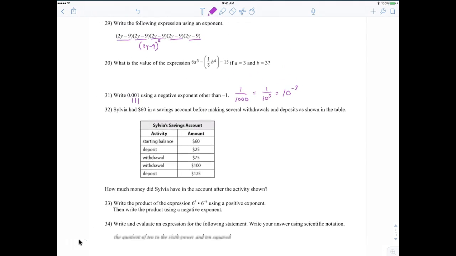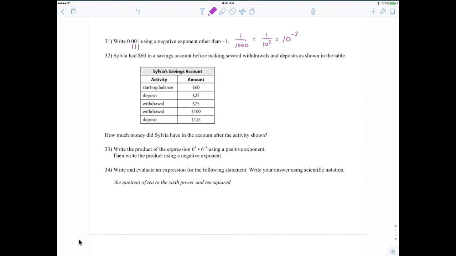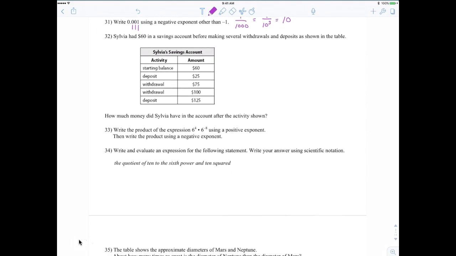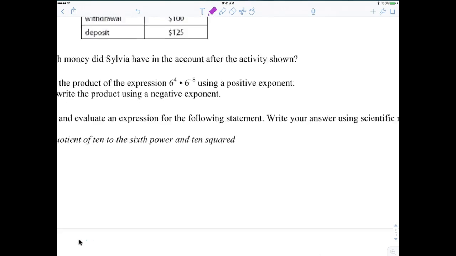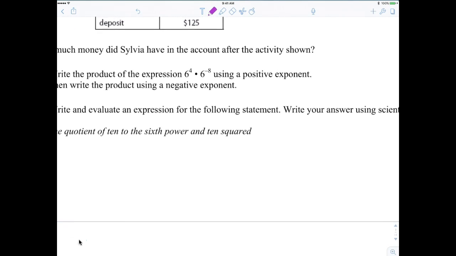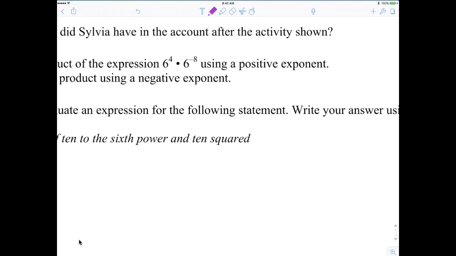Now, let's take a look at 33. All right, 6 to the 4th times 6 to the negative 8 is what? Kind of tricky. 6 to the 4th times 6 to the negative 8. Oh, Max, what do you think? 36 to the... No. Big mistake. Don't make that mistake tomorrow. What is it?